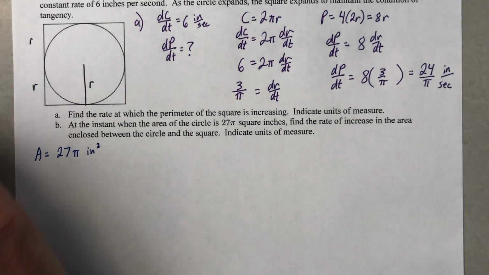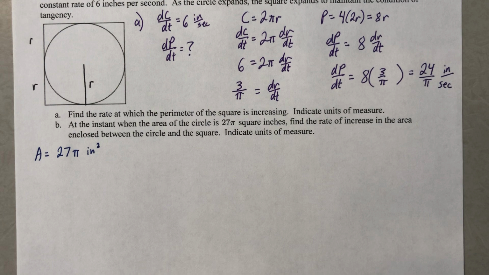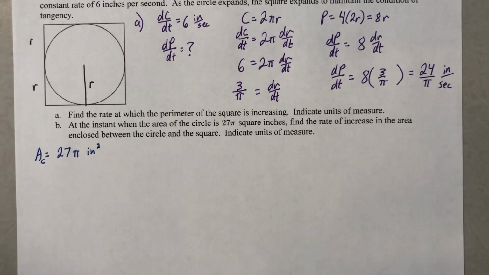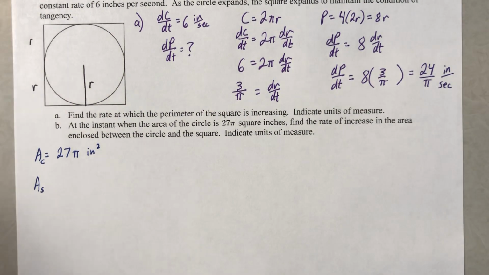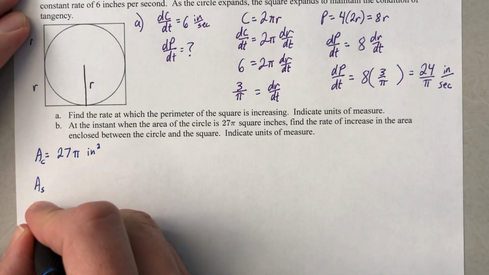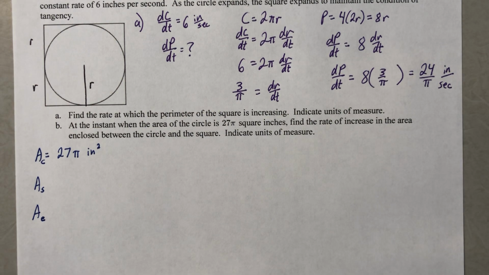All right, already we've run into a problem. We have two different areas. I'm holding up 3 fingers. Okay, we have 3 different areas. We have the area of the circle, we have the area of the square, and we have the area of the enclosed space in between the two. Let's clarify what I mean by that.